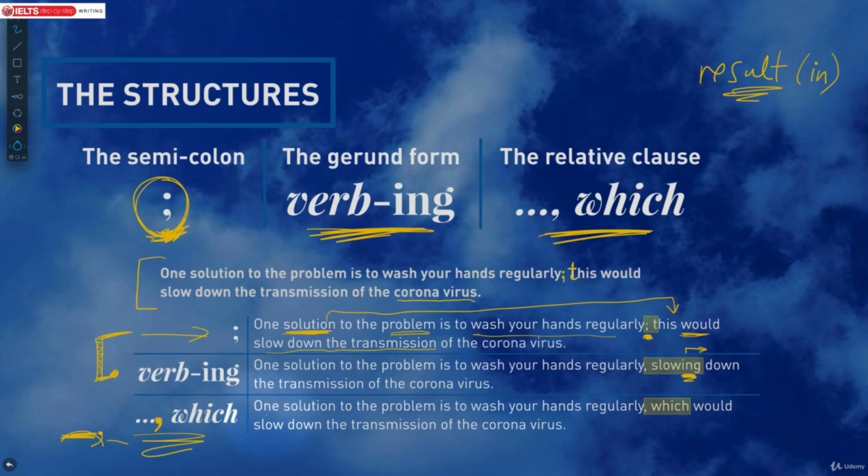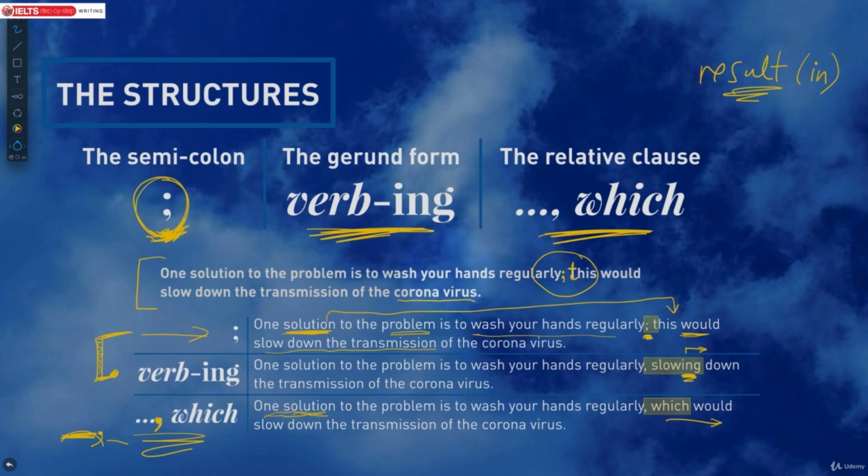Okay, so this one here: one solution to the problem is to wash your hands regularly, which would slow down the transmission of the coronavirus. Okay, extra information to tell you what your action here, washing your hands, would do. Okay, so these three here are more basic forms that I can join two sentences together.